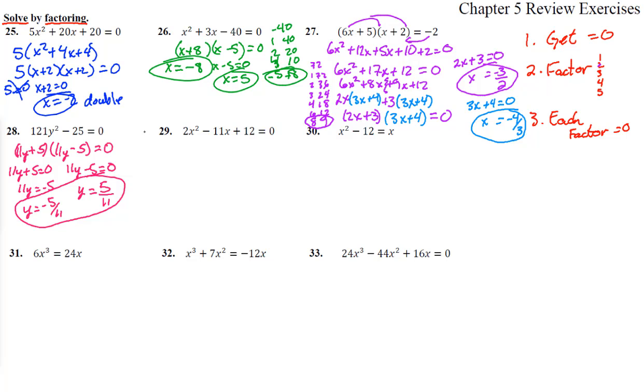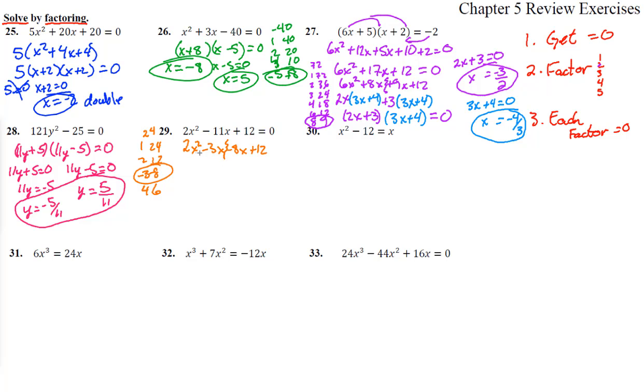2 times 12 is 24. 1 and 24, 2 and 12, 3 and 8, 4 and 6. We got to add up to a negative 11. 3 and 8 add up to 11. If they're negative times negative, that'll be a positive 24. Good. So let's split the middle. This is really a 2x squared minus 3x minus 8x plus 12.